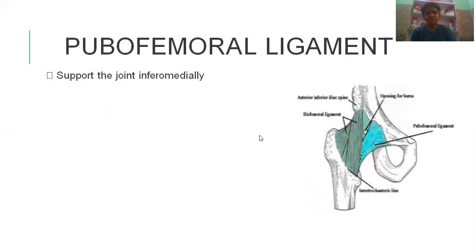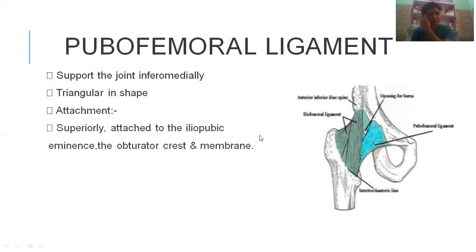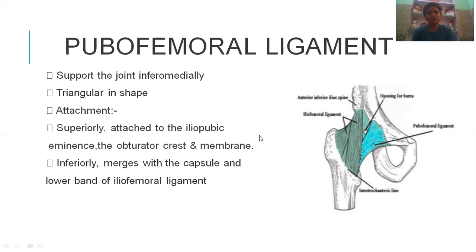The next ligament is the pubofemoral ligament. It supports the joint inferomedially. This is the pubofemoral ligament. It is triangular in shape. Here we can see that it is triangular in shape.